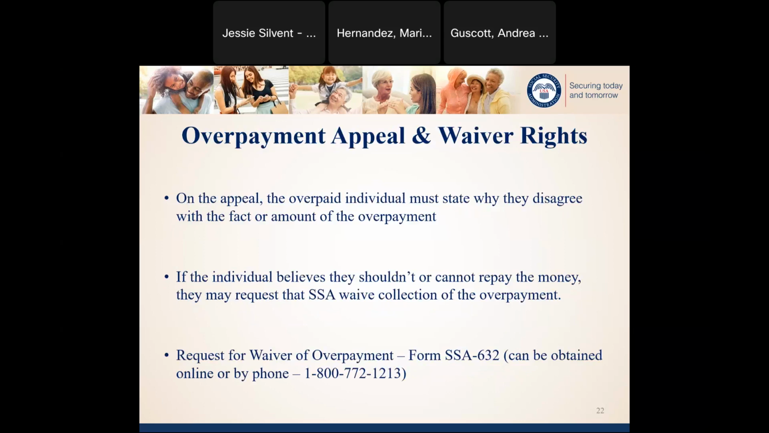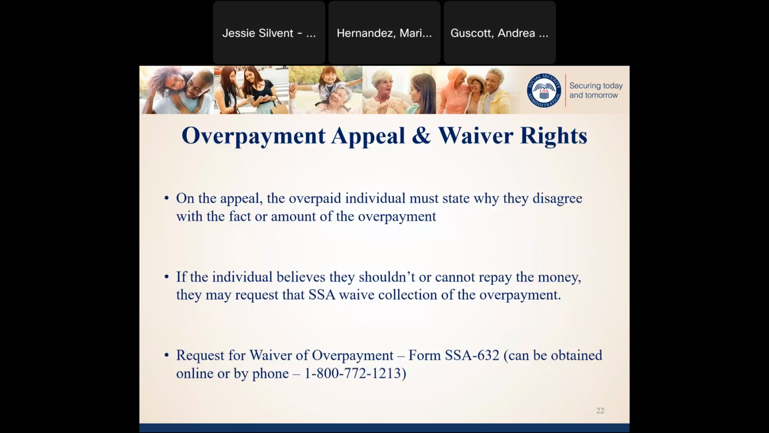So we talked about what conditions must be met to file an appeal, which must be stated on the appeal form. So that person has to state why they disagree with the fact or the amount of the overpayment. Essentially, they don't believe an overpayment should exist.